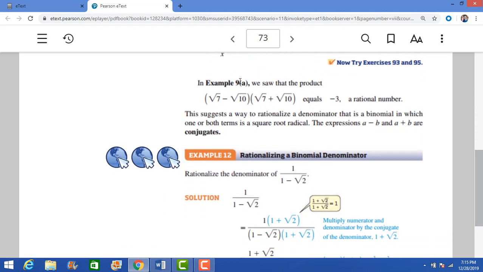So notice here, this equals -3, a rational number. This suggests a way to rationalize a denominator that has a binomial in which one or both terms has a square root in it. So these expressions are called conjugates. Now we're going to show you how, if you have a binomial where one or both of the terms involve a radical, we can rationalize the denominator using conjugate pairs.